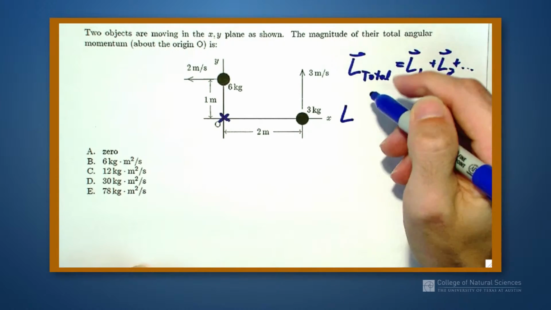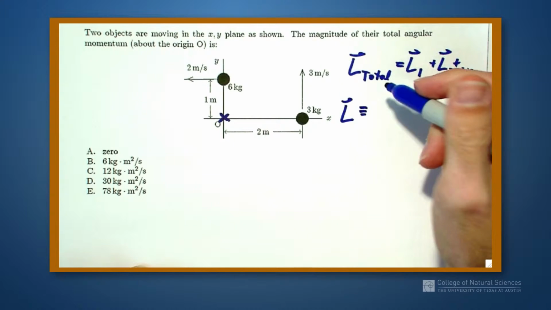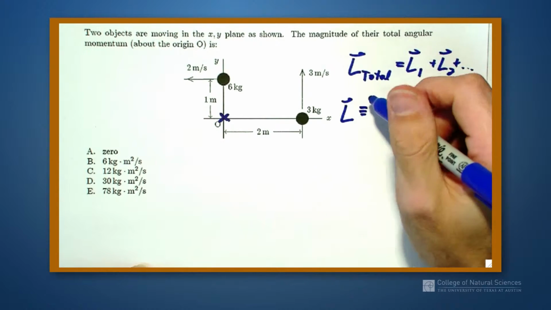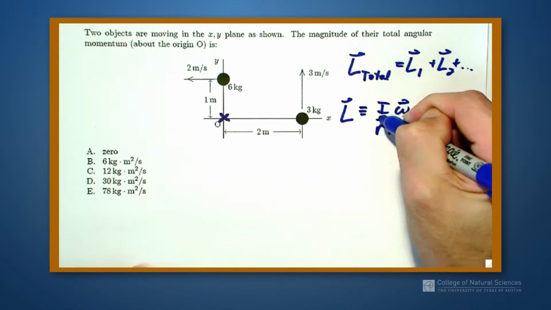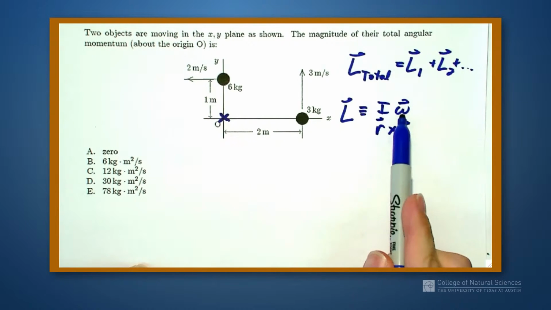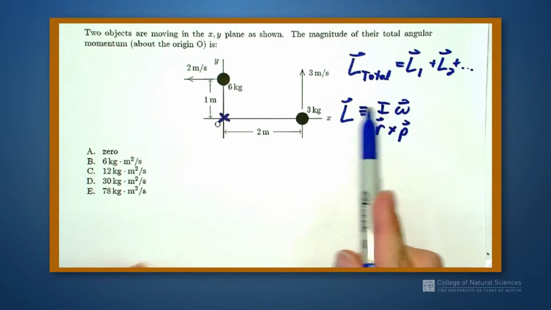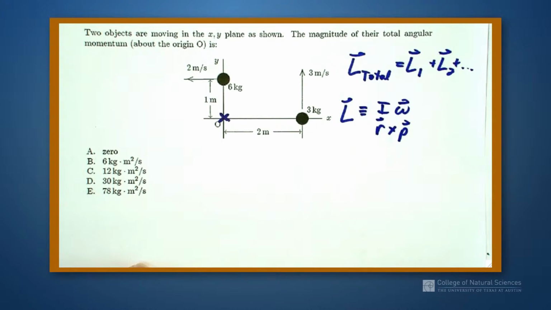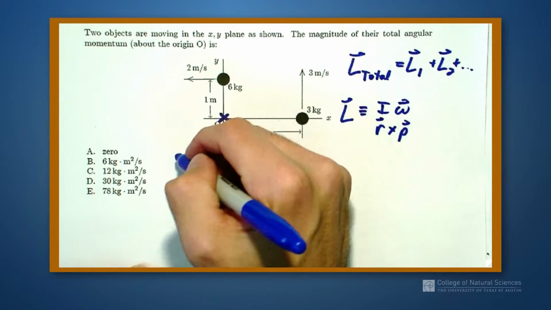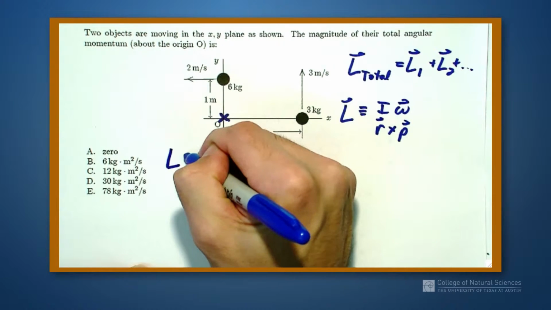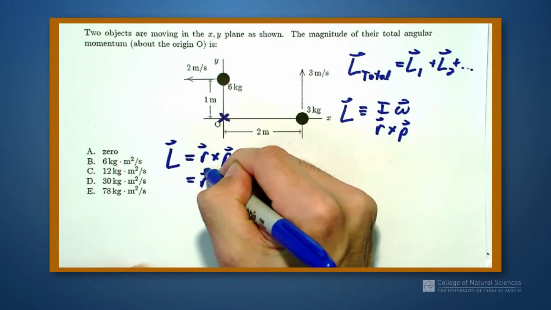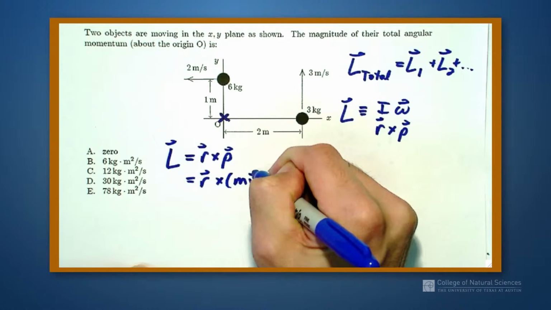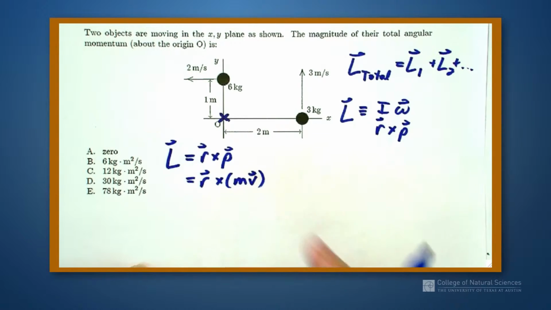And I know that angular momentum is defined as two different values, either I omega or r cross p. I don't know omega. Omega is an angular velocity. All the velocities they gave me are translational velocities. So I think I want to use the second equation. So I'm going to use L is equal to r cross p, which is equal to r cross mv, just substituting in what my linear momentum is.